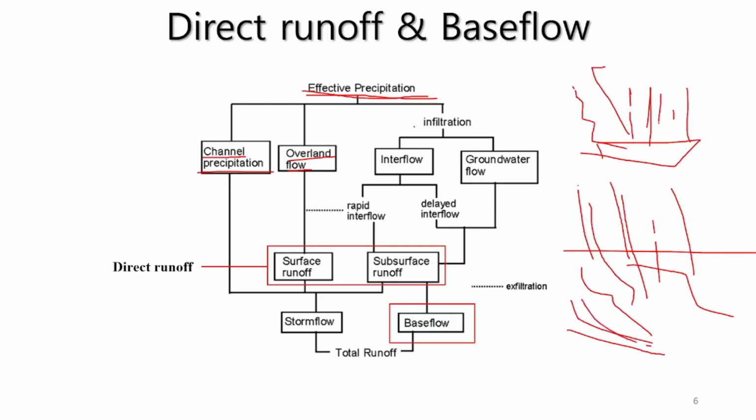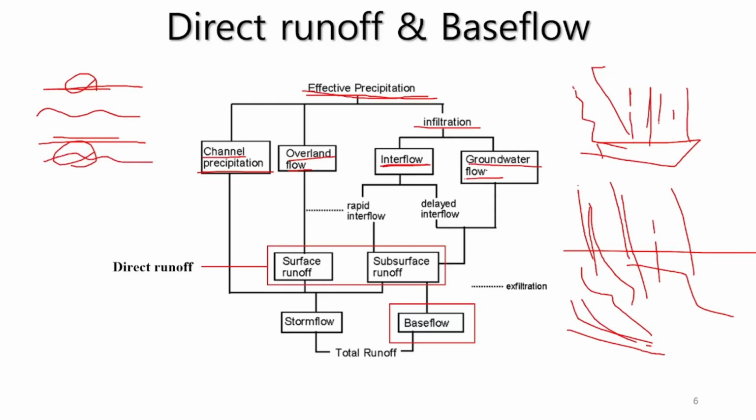And then we have infiltration. Infiltration means all the rainfall that goes into the ground. Some of it becomes interflow, and some of it becomes groundwater flow or base flow. Interflow is the water running between the surface and the water table. And groundwater flow is the flow that's happening below the water table.